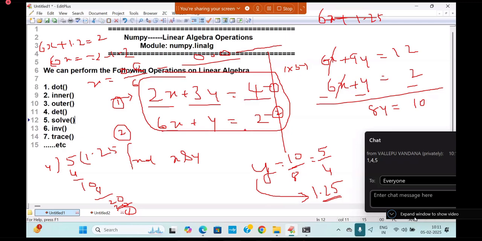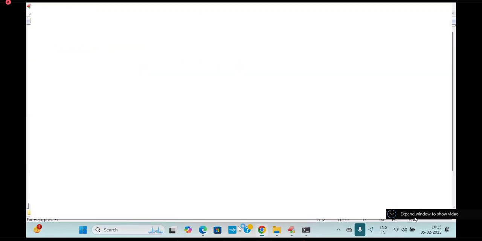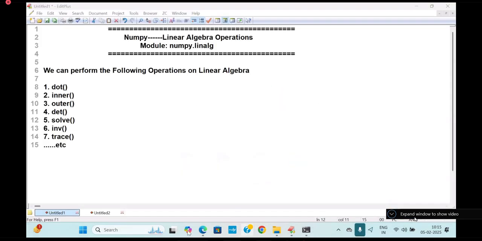6x plus y is equal to what? 2. Remember all of you, because when I take it off, this data will be gone. 2x plus 3y is equal to 4, 6x plus y is equal to 2. Go to this place. Now here I am going to apply this data.